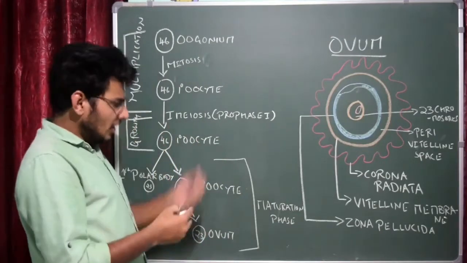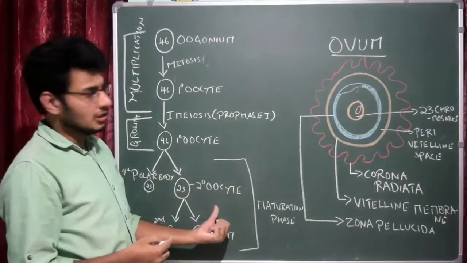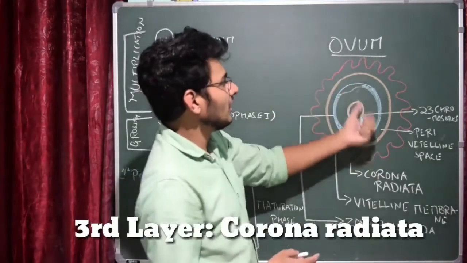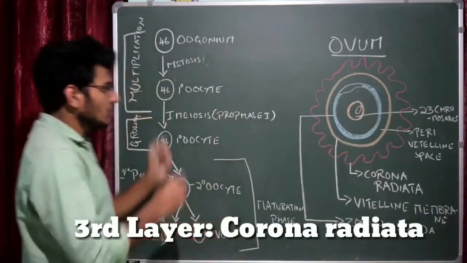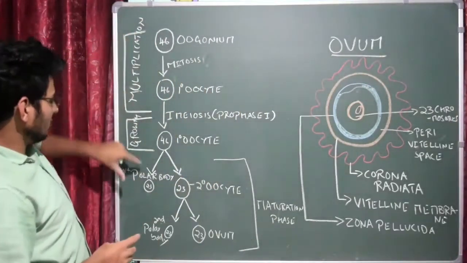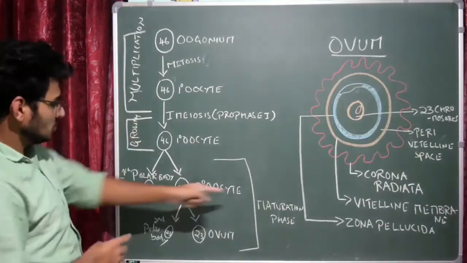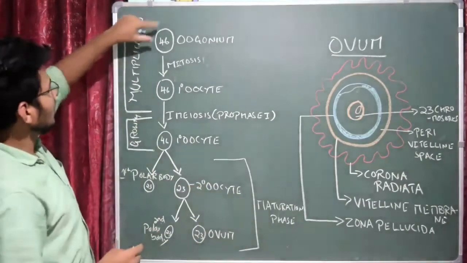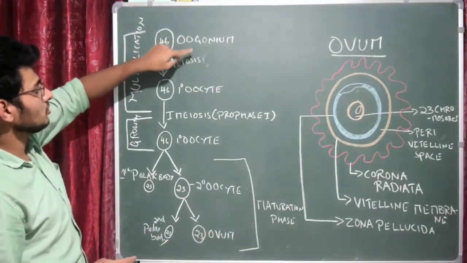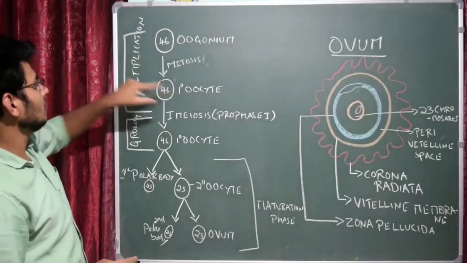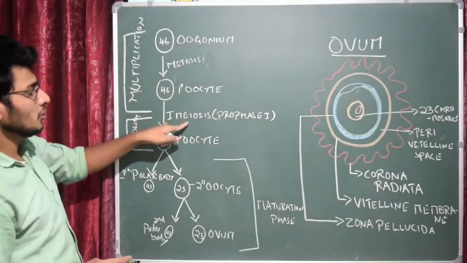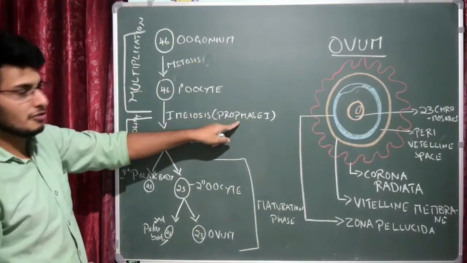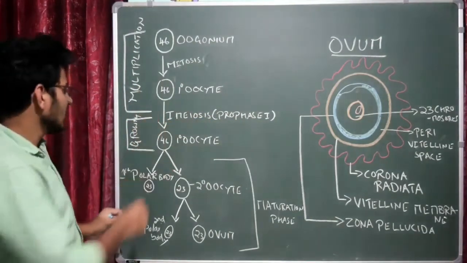Here I have written the flowchart of the oogenesis, and I have drawn the diagram of the ovum. This is the mature ovum right now. Here you could see the three phases: multiplication, growth, and maturation. As I already told you, the oogonium cells form into primary oocyte because of the multiplication phase. The primary oocyte now undergoes meiosis 1, which is arrested in prophase 1, particularly in the diplotene stage. That is the growth phase.